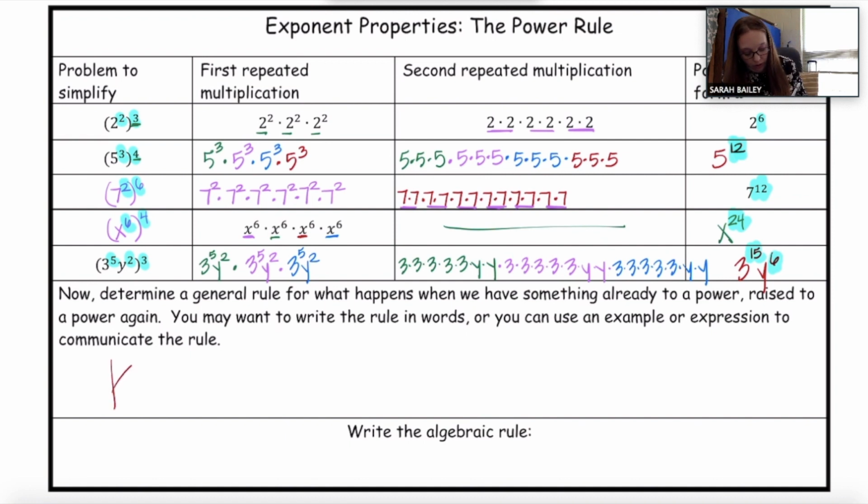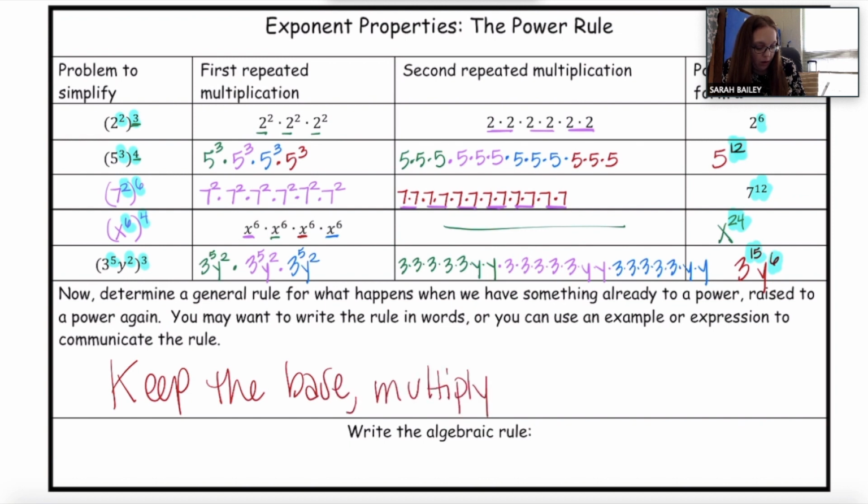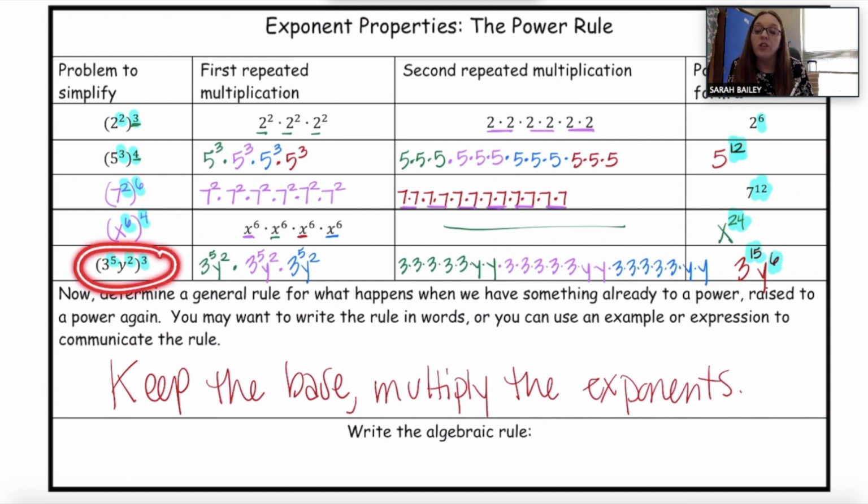So you're going to keep the base and you're going to multiply the exponents. That's all you're going to do. And I really want to point out this one right here. For this one, that 3 to the 5th cubed, you were multiplying the 5 and the 3 to get that 3 to the 15th over here. And then when you had the y squared cubed, you were multiplying the 2 and the 3 together to get the y to the 6th over here. So you did it to each individual piece.